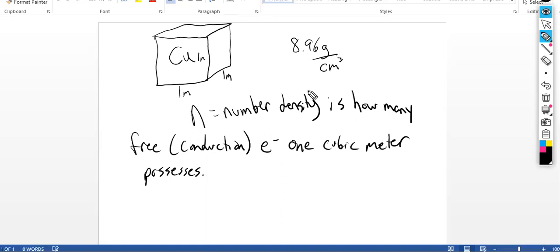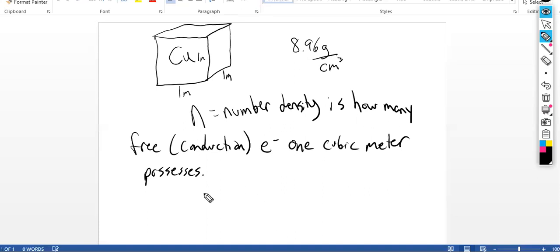All right. What is the number density of copper, the number of conduction electrons of copper? 8.45 by 10 to the 28. Right. 8.45 by 10 to the 28 electrons per cubic meter. I'm trying to verify that. That sounds about right. They're just electrons per cubic meter.